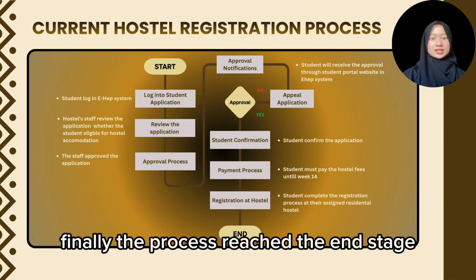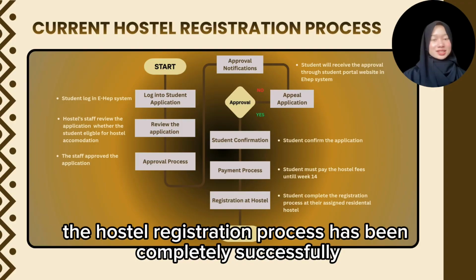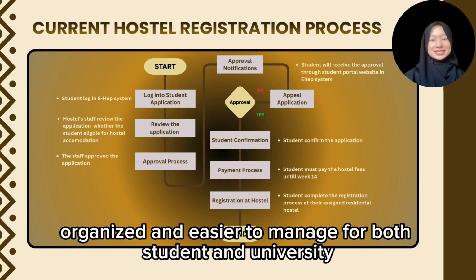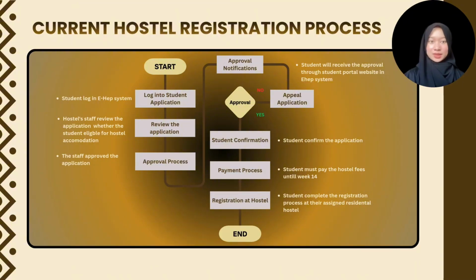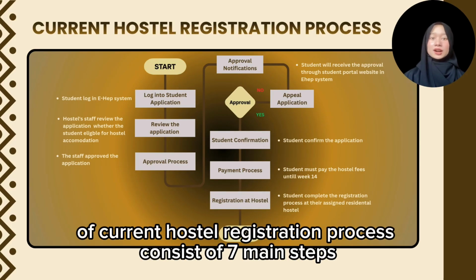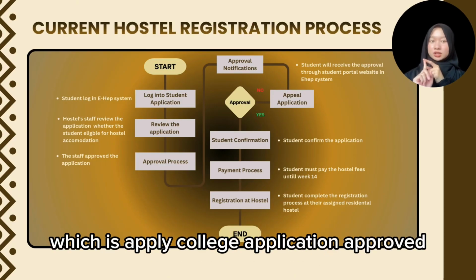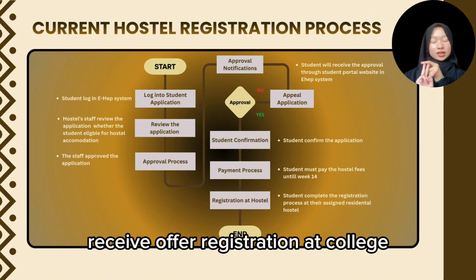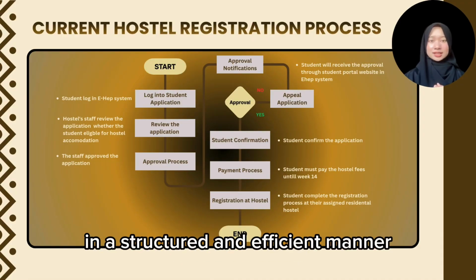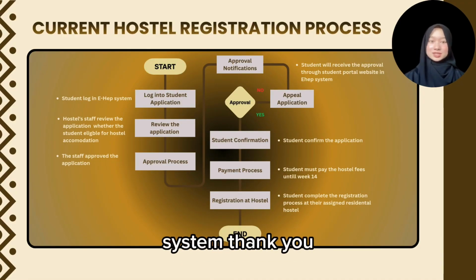Finally, the process reaches the end stage. At this point, the hostel registration process has been completed successfully. Through the e-HEP system, the entire process becomes more efficient, organized, and easier to manage for both students and the university. The system helps reduce manual work, improve management, and provide a smoother hostel registration. In summary, the current hostel registration process consists of 7 main steps, which are apply college, application approved, receive offer, registration at college, collect key, and move in. These steps ensure that students can obtain hostel accommodation in a structured and efficient manner through the e-HEP system.